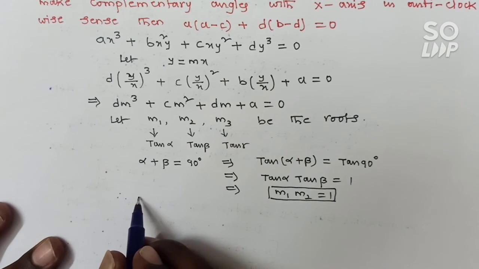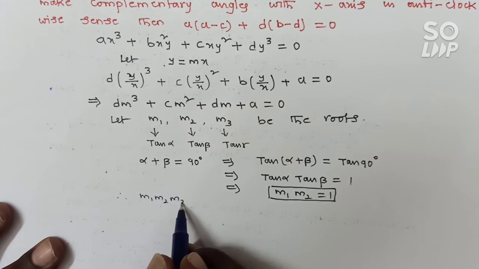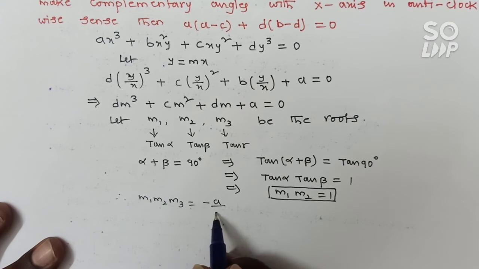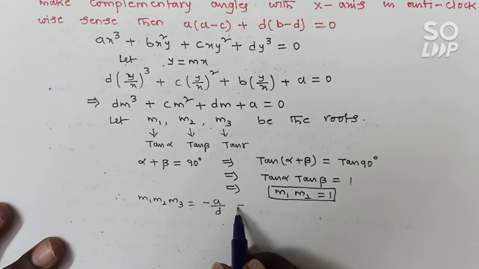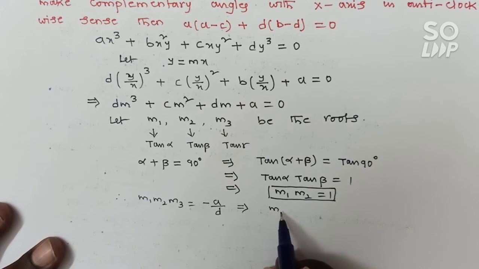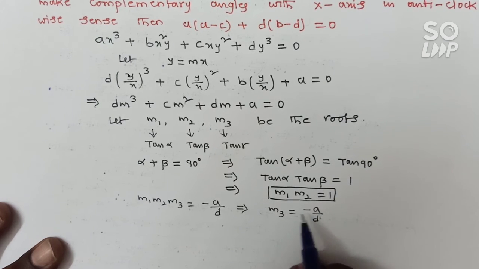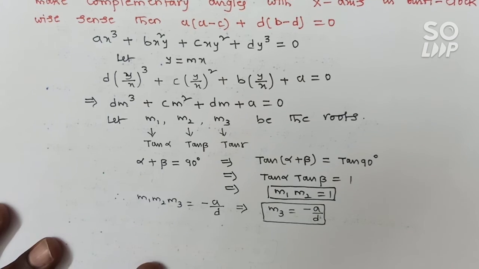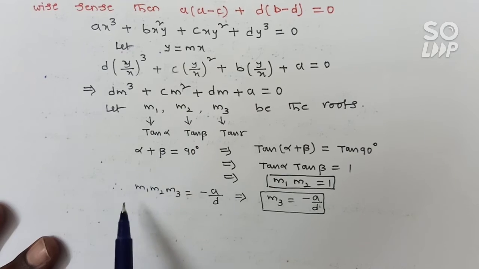Therefore the product of the roots m1 into m2 into m3 is equal to minus a by d. Here m1 m2 will be equal to 1. That implies m3 is equal to minus a whole divided by d. So this is the m3 value. Now m3 is one root of the above cubic equation. Substitute that m3 value in the above equation.